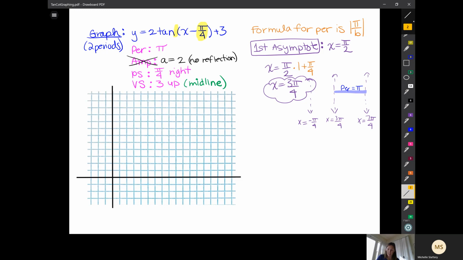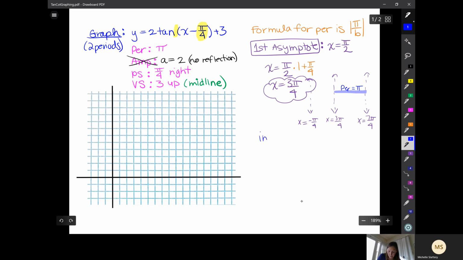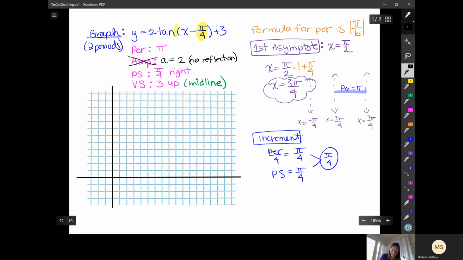I have to figure out what I have to count by. I forgot to do that. So figuring out what to count by on your x's, we're going to use the same concept that we did in our sine and cosine functions. We can take the period divided by 4 because we still have those divisions of symmetry. So the period divided by 4, so that's pi/4. The other thing we looked at was the phase shift, which is also, in this case, pi/4. So we put that together. That tells us to count by pi over 4s.